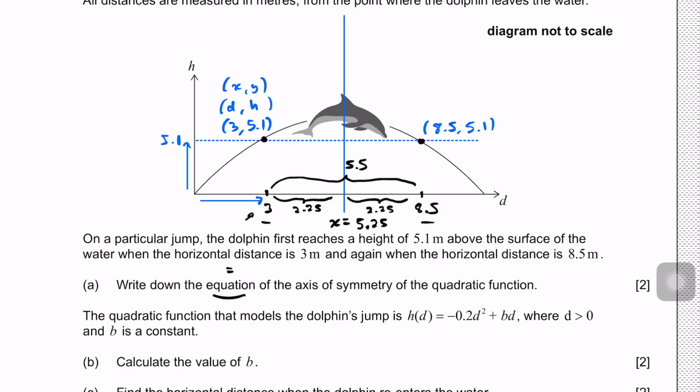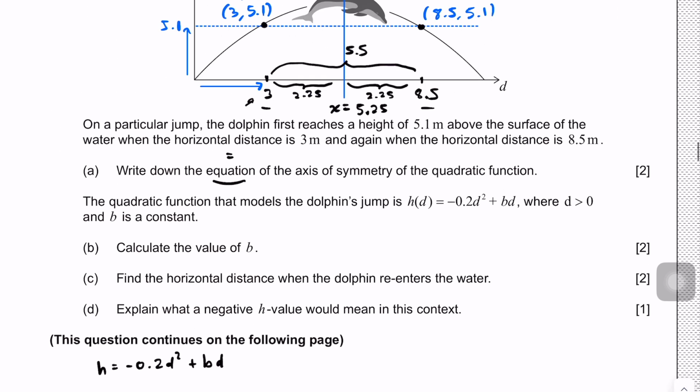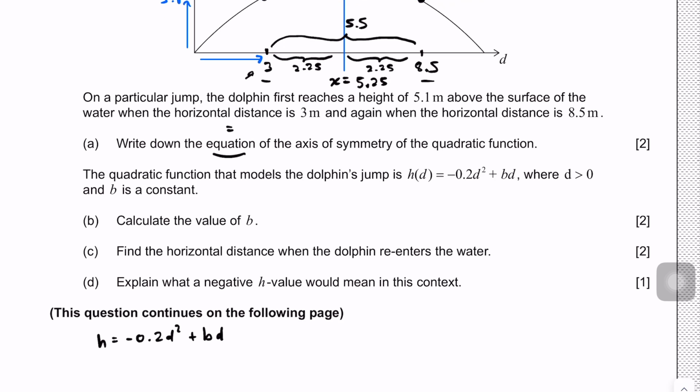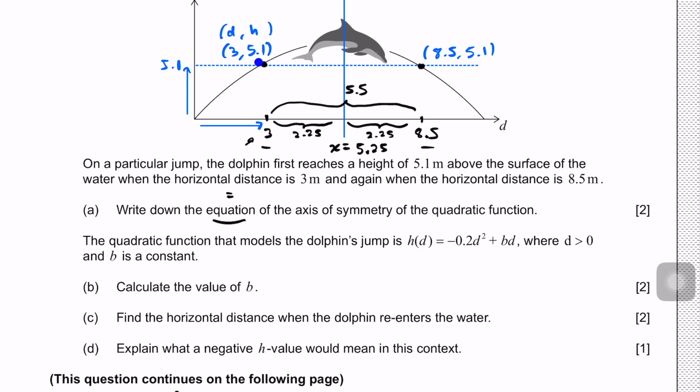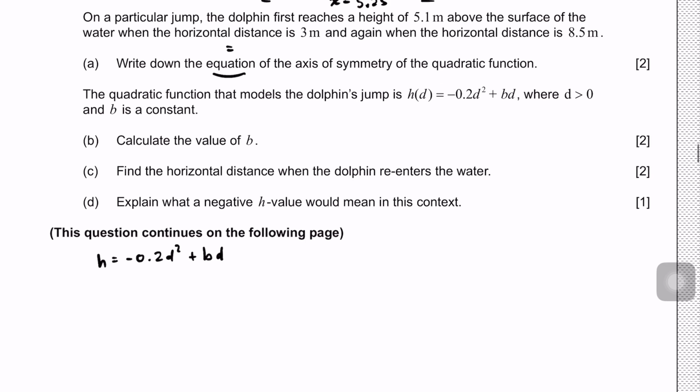We know a horizontal point and we know a vertical point. We have a value for d and h. We have a point that lies on the function. So in that case, we should be able to substitute these values. Again, we have 3 unknowns, but we have 2 out of the 3 unknowns here. So we should be able to just substitute and solve.